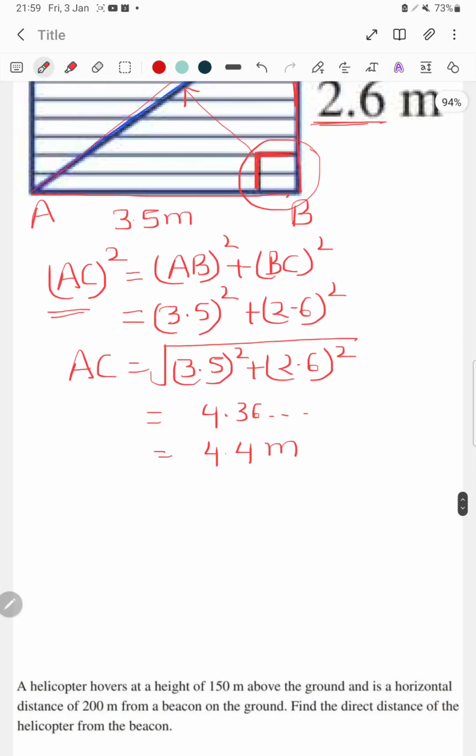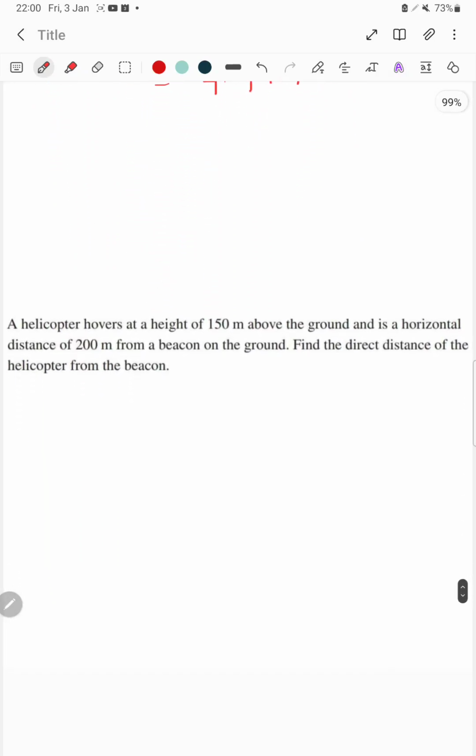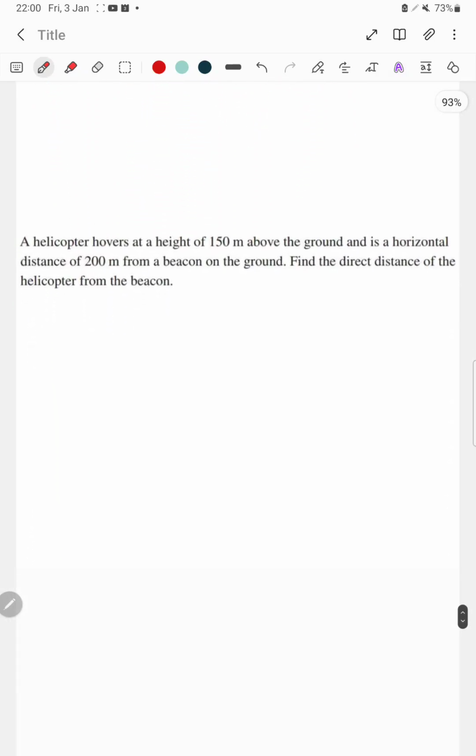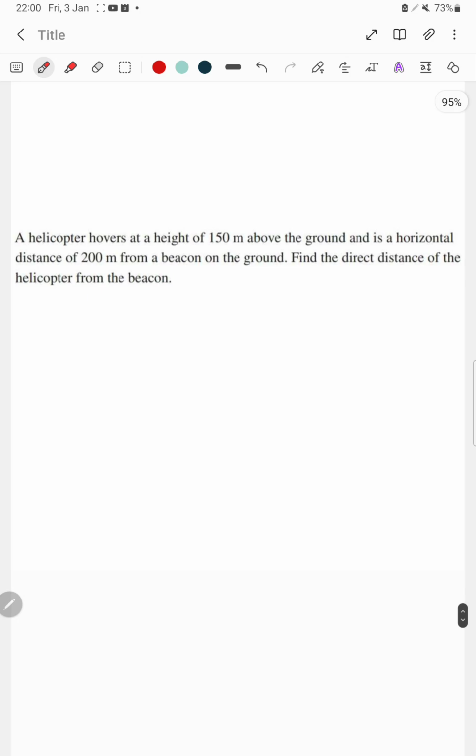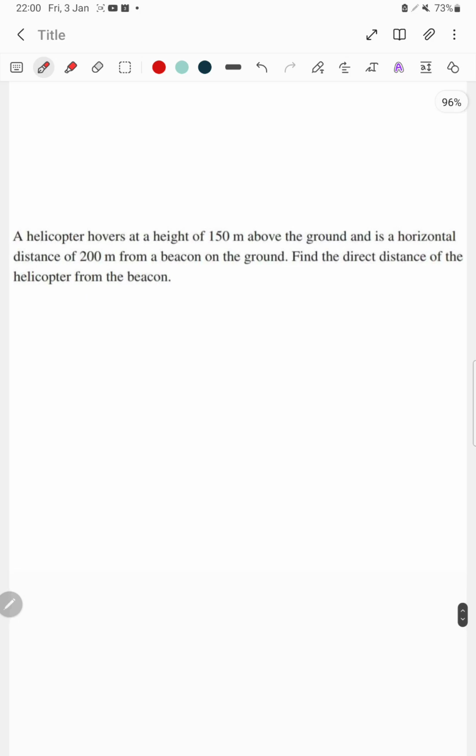Then we have one more question here. Now if the diagram is given, it will be easy, but if the diagram is not given, you need to draw it by yourself, because it is a part of geometry, so it will help you understand what we need to find out and what is given.